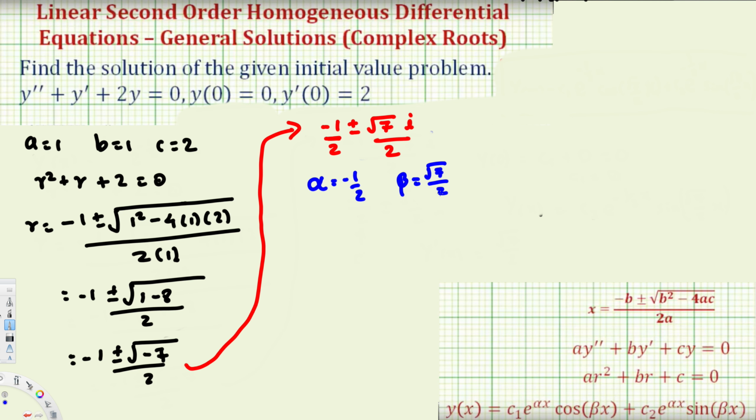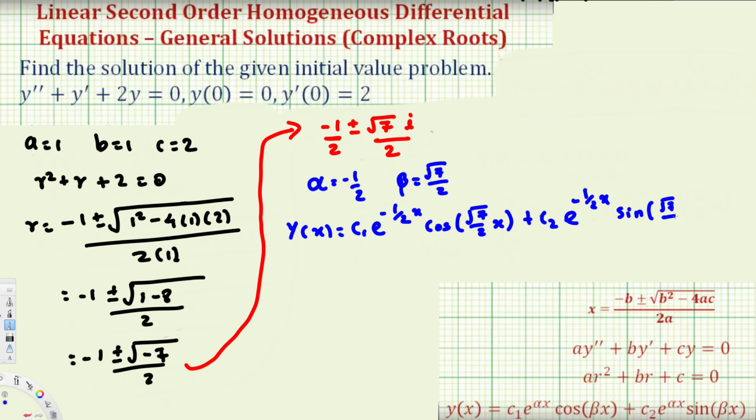Now we can go ahead and write our general solution. The general solution is y of x equals c1 e to the alpha, which is negative half x, times cos beta, which is square root of 7 divided by 2 x, plus c2 again e to the negative half x times sin of square root of 7 divided by 2 x, and that's it. This is our general solution for this differential equation.